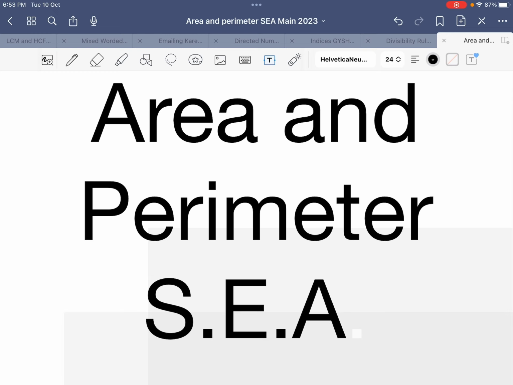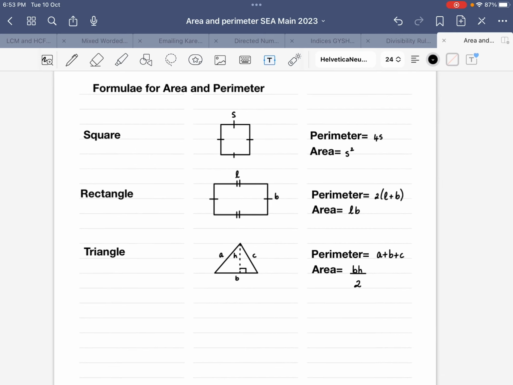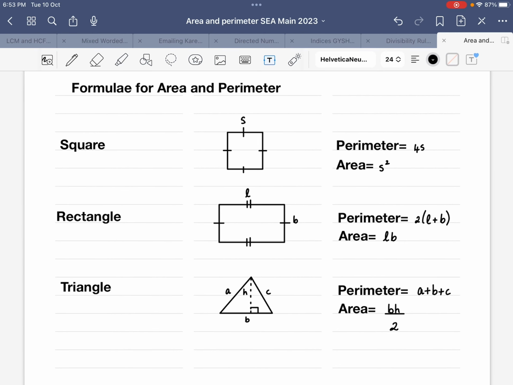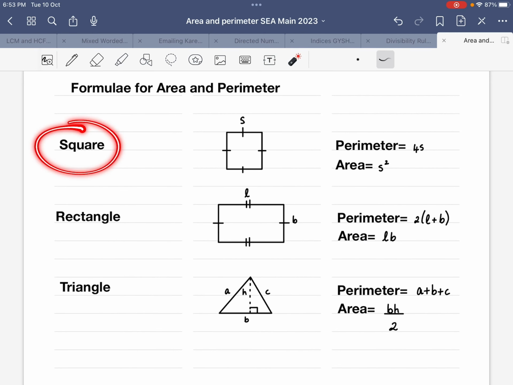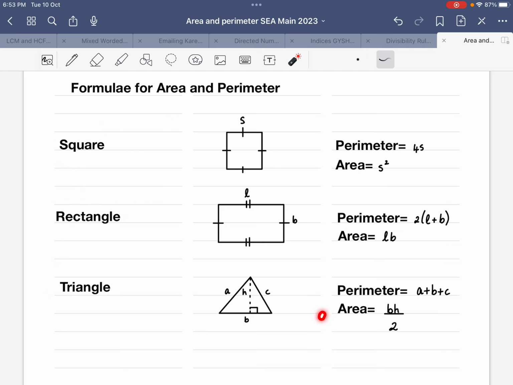Area and the perimeter. For the SA level, we will focus on the area and perimeter of squares, rectangles, and triangles. However, at the moment, the area of the triangle is not tested.